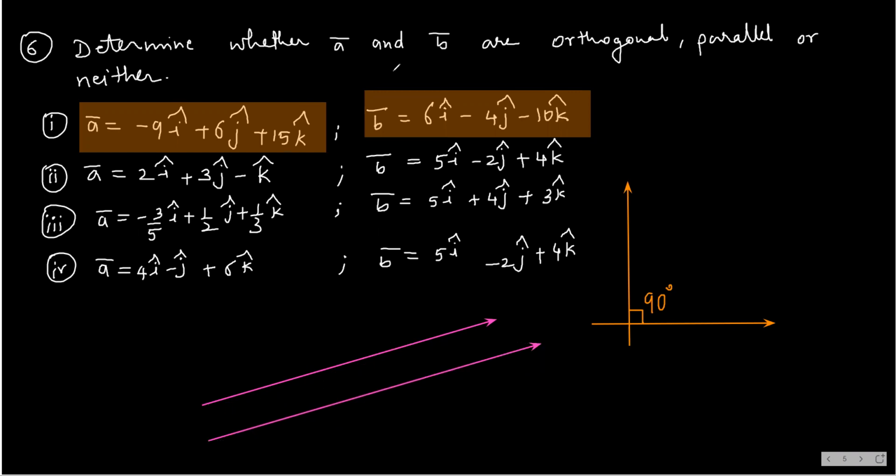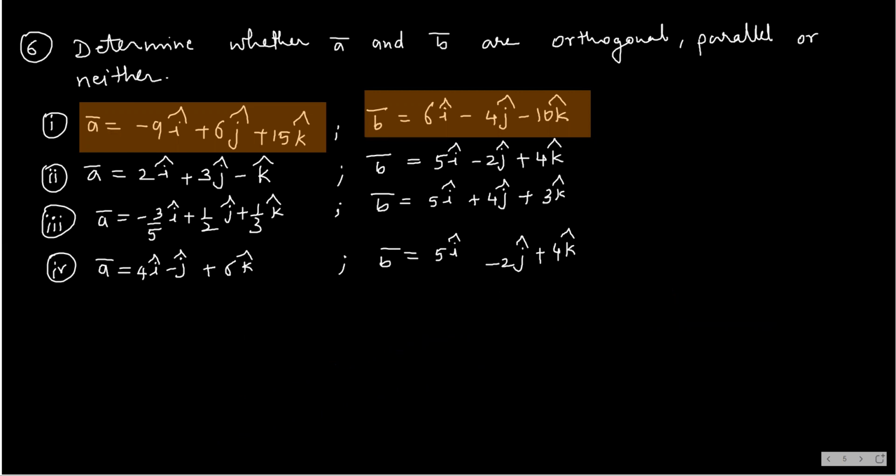So another thing is, suppose they give me 2 vectors, A bar and B bar. If they are not orthogonal, then are they parallel? See, these are the cases of parallel vectors. And finally, they say, or neither. So what does that mean? If the vectors are not orthogonal and not parallel, then they are neither parallel nor orthogonal. Okay, so let me begin with the problem solving.